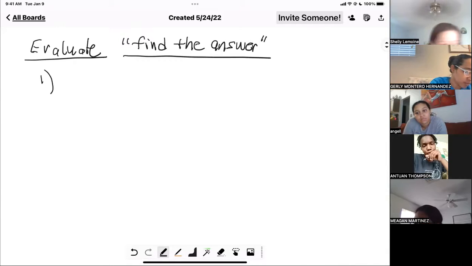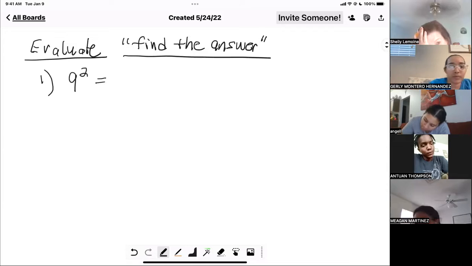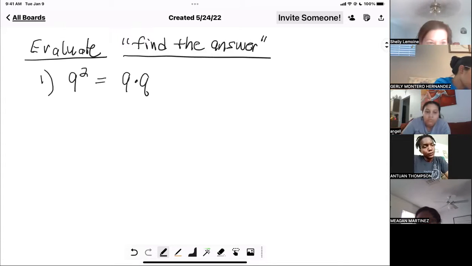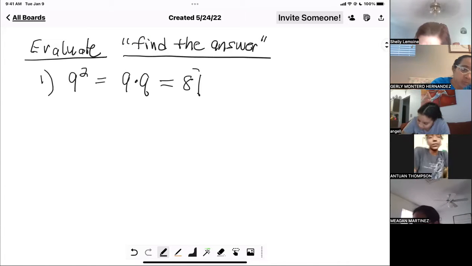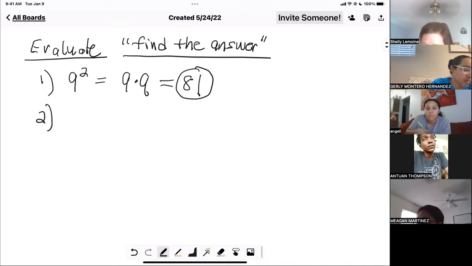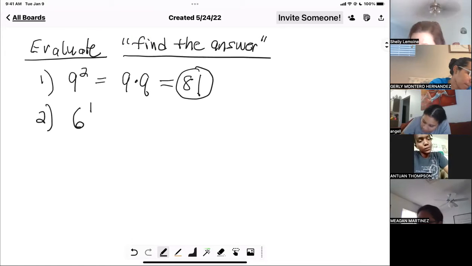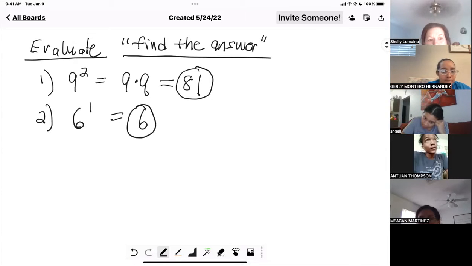Okay, so for example, I might say 9 to the second power. Evaluate means, okay, 9 to the second power is 9 times 9. And I know that has to be 81. So see how I evaluated? I took what they gave me and I found the answer. Next, 6 to the first power. Okay, well, what does that mean? Well, that just means it's 6 multiplied once. So it's just 6. That's all it means. There's 1 6. You can think of it as 1 6.